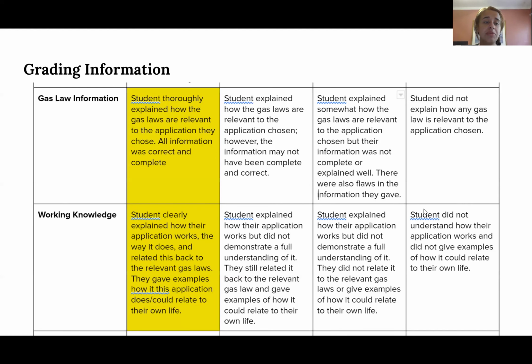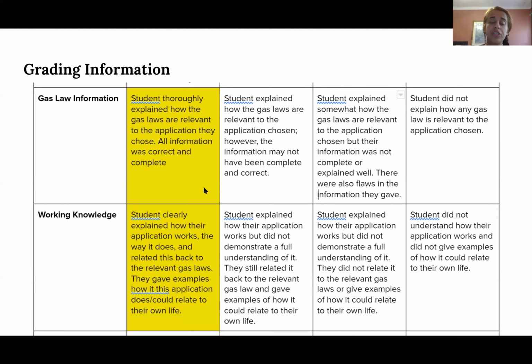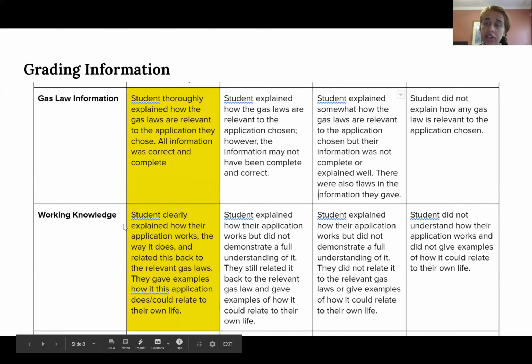And then also, I just want to point out our grading information. If you ever are confused, there's a rubric on your mini QPA on the very last page, I believe. There's a rubric, the very last 2 pages. You want the 10 out of 10, so you want to focus on the far left column. If you don't think that you've reached the criteria for what I've highlighted here, so for gas law information and working knowledge, then you need to keep trying to achieve this. So this should be your guide.